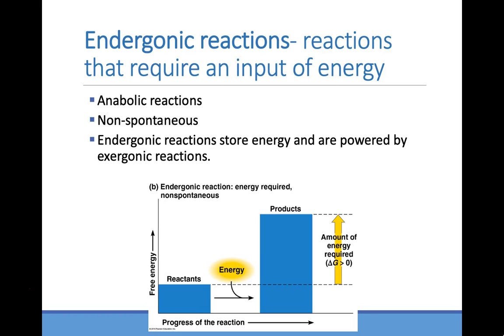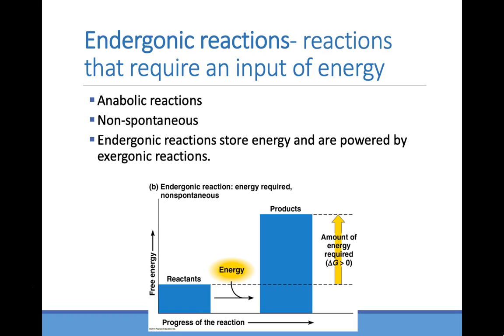Endergonic reactions are anabolic reactions. That is, the energy that is put in is needed to build chemical bonds. They are non-spontaneous, which means they require the addition of energy in order to go. Remember, this has nothing to do with rate. Spontaneous with respect to energy has to do with whether or not energy is required. In endergonic reactions, energy is required.